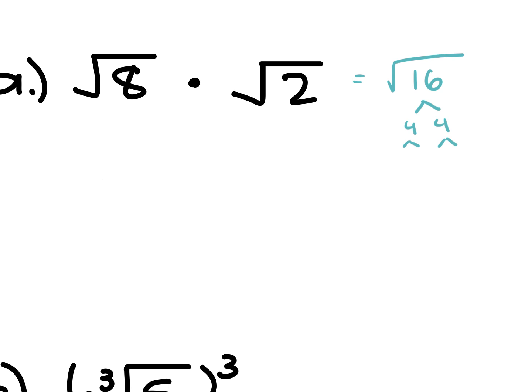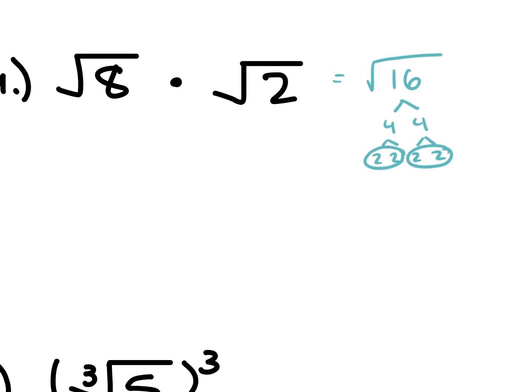We could simplify this some more. What are 2 factors of 4? 2 and 2. It's a square root, so my index is 2, which means that I circle 2 of a kind. So if I have 2 pairs of 2, what comes to the outside? How many 2s?